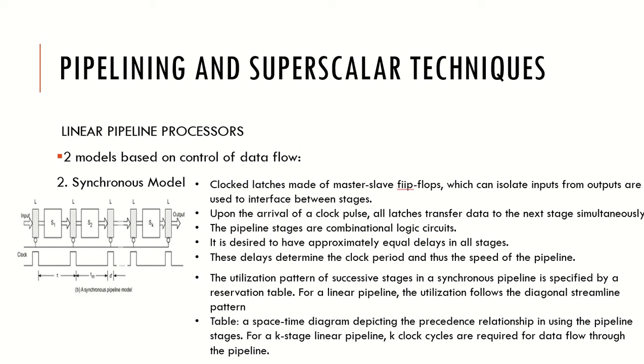The reservation table is a space-time diagram depicting the precedence relationship between the pipeline stages. For a k-stage pipeline, you will require k clock cycles for the data flow from the input to the output. When you draw the table, it will be a k by k table, and in the case of a synchronous linear pipeline, this will have a diagonal pattern, and that is what was mentioned in the previous bullet point.